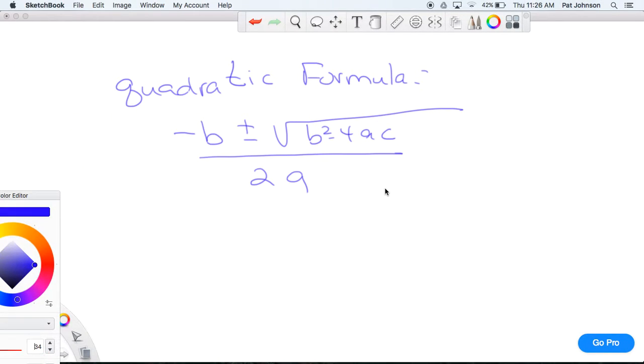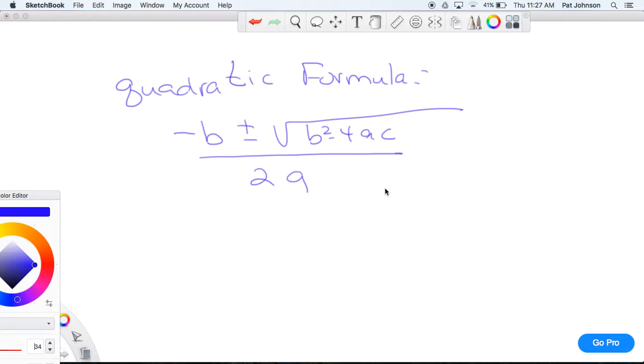So let's go back to what the quadratic formula is. It's simply a formula, so write this down. It's negative b plus or minus the square root of b squared minus 4ac, over 2a. That's all it simply is.